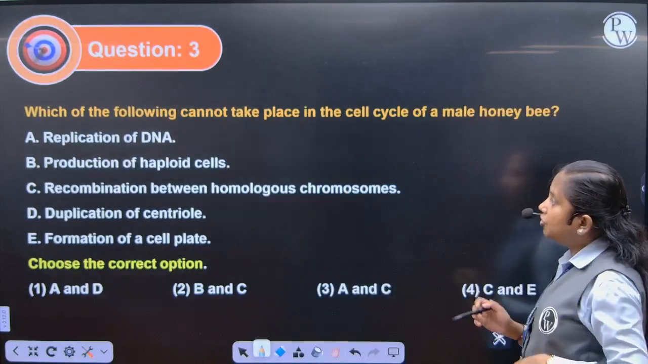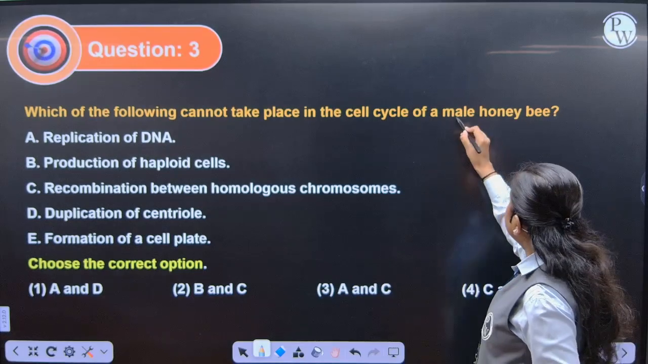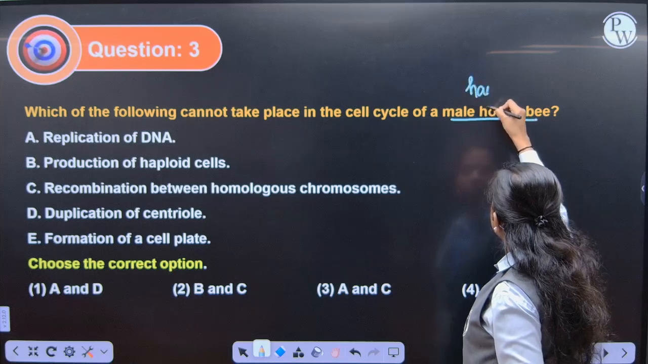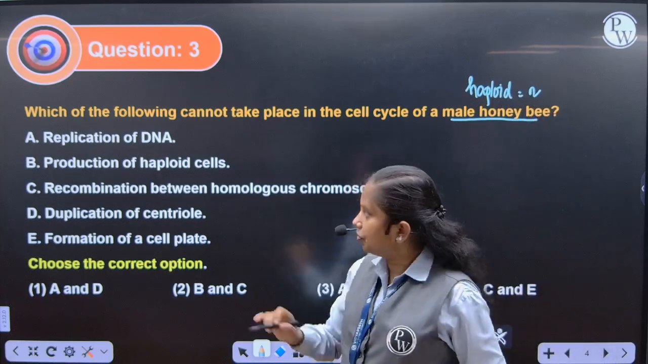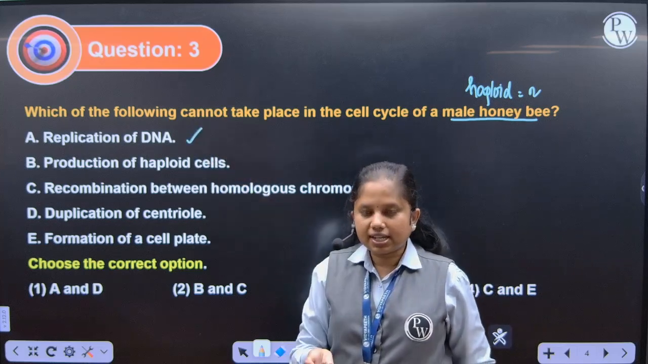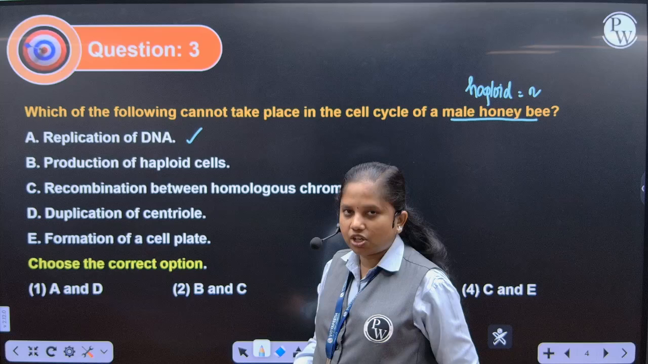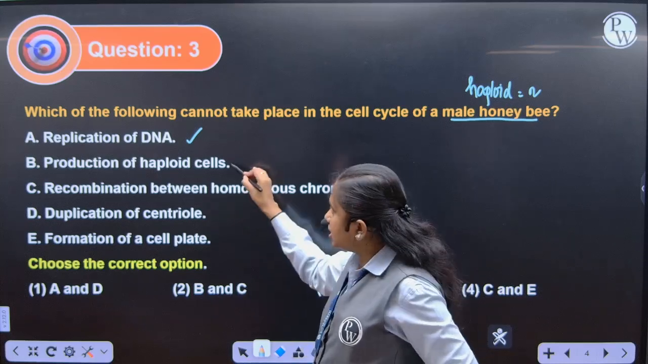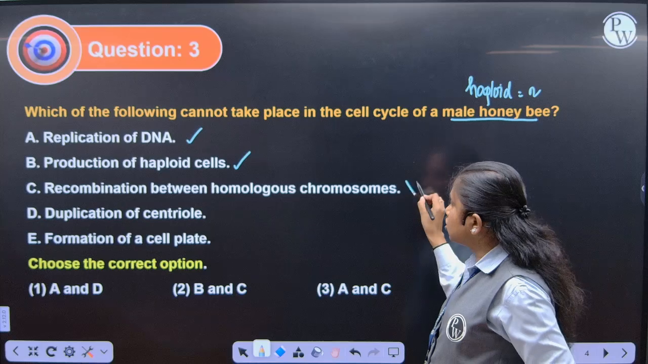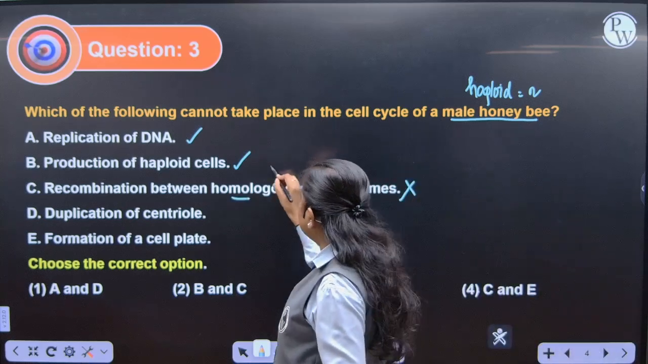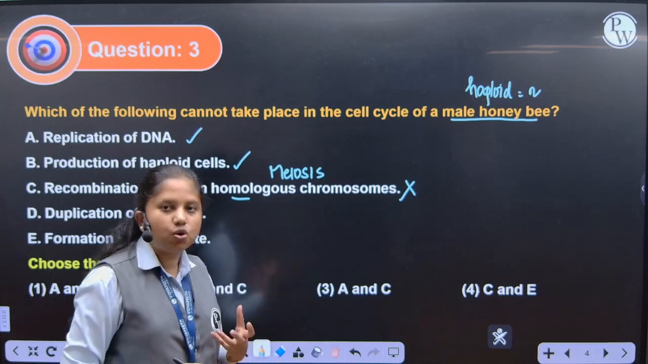Next question. Which of the following cannot take place in the cell cycle of a male honeybee? Here we need to understand that the male honeybee is haploid in nature, which is N. So here we can say that replication of DNA will take place, yes, during cell cycle, cell division. Here male honeybee undergoes mitosis instead of meiosis, so there is replication of DNA. Production of haploid cells, yes, again this is true. Recombination between non-homologous chromosomes, this does not take place because this is seen only in meiosis. Recombination is seen only in meiosis, whereas male drone honeybees do not undergo meiosis.